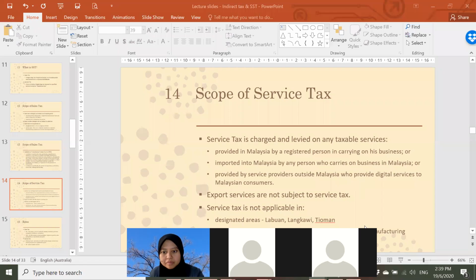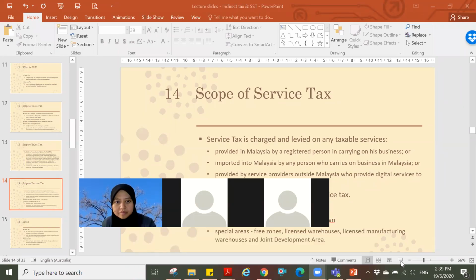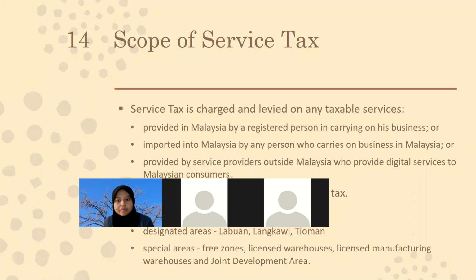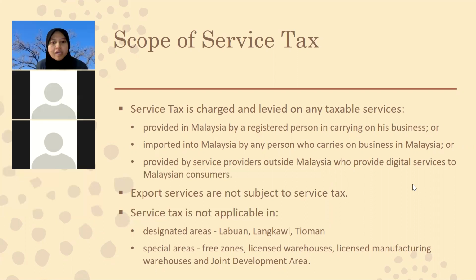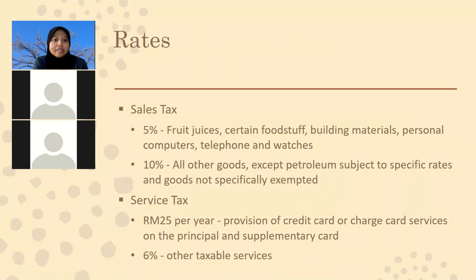Okay, go back to the slide. All right, for the rates, for sales tax, there are 2 rates, 5%, 10%, and some specific rates. 5% for fruit juices, certain foodstuff, building materials, personal computers, telephone, and watches. 10% for all other goods except petroleum, subject to specific rates, and goods not specifically exempted.